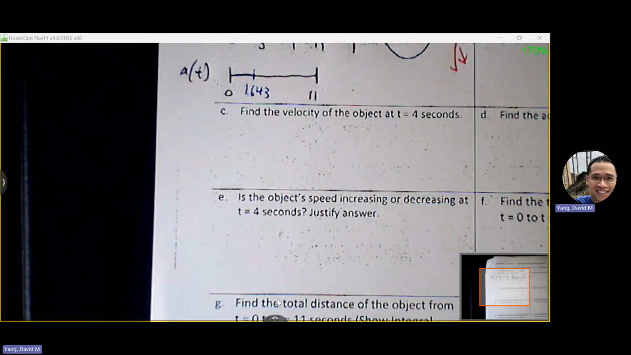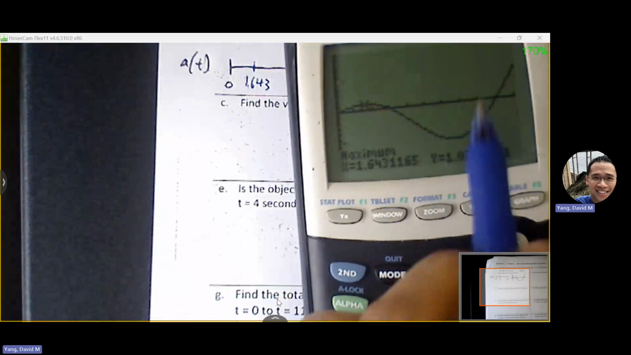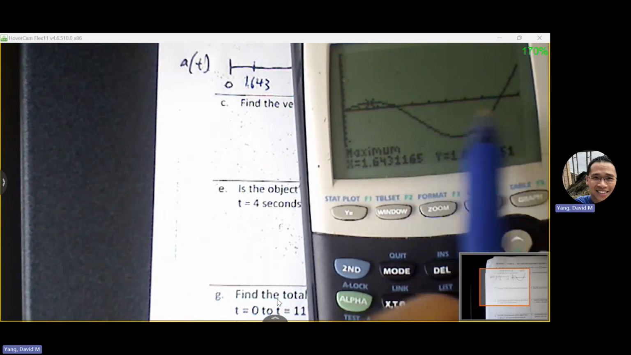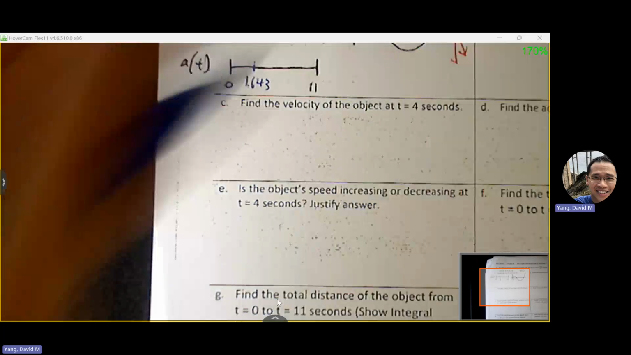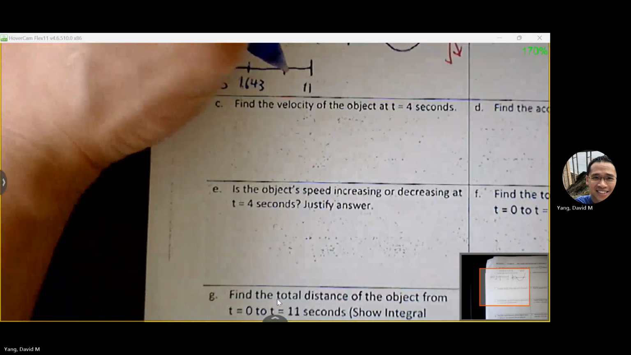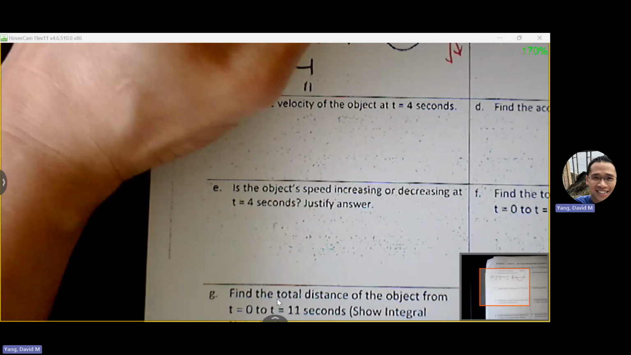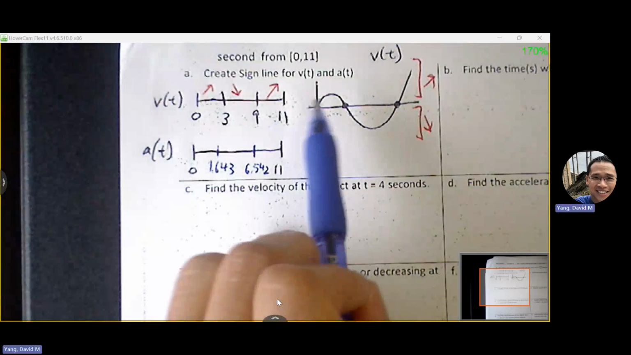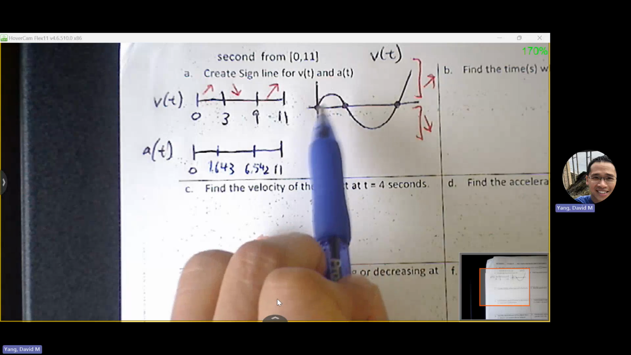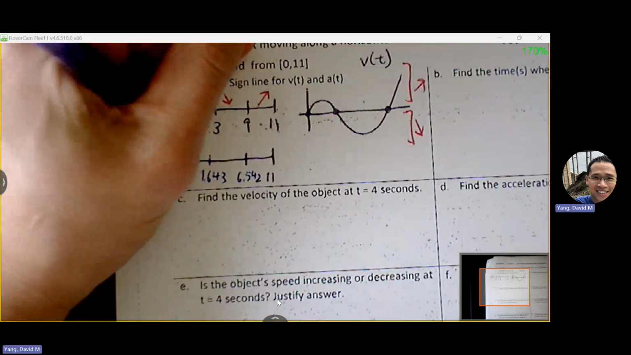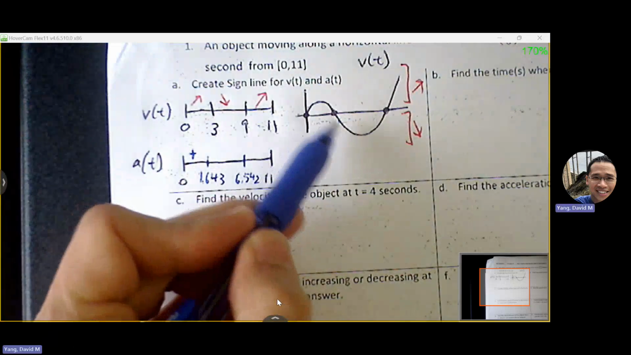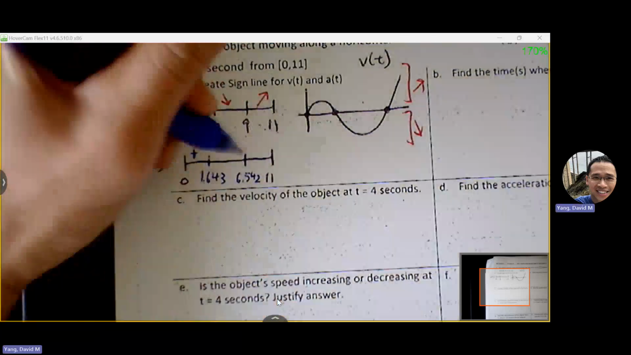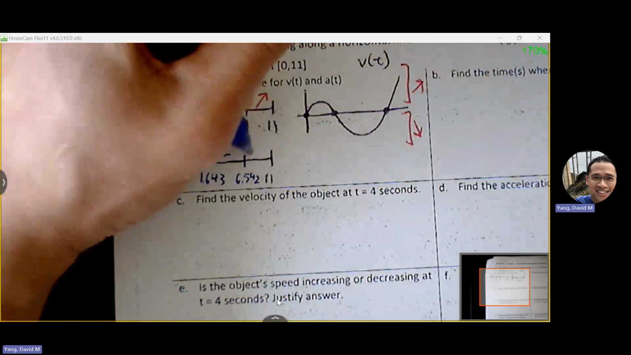And now I'll do the same thing again, but now with the relative minimum. So I'll do second trace minimum, and I'll pick points on either side, and it's going to find that minimum for me. Let me just jump to that number there, 6.542. And now you look at the slope, right? Positive slope on my velocity graph means positive acceleration. Negative slope on my velocity means negative acceleration. And positive slope.